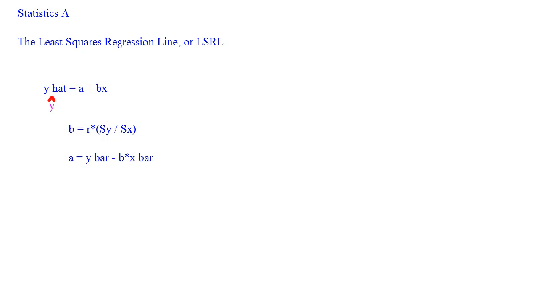Now y hat equals a plus bx. You're probably thinking that looks a lot like slope-intercept. Well, it is. a is the y-intercept, and b is the slope of our line. b is found by using the slope formula, and a is found by y bar minus b times x bar. Enough about that. Let's take a look at how this works.